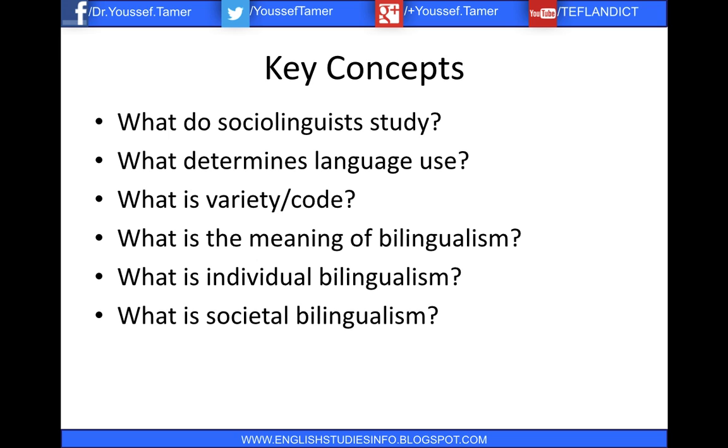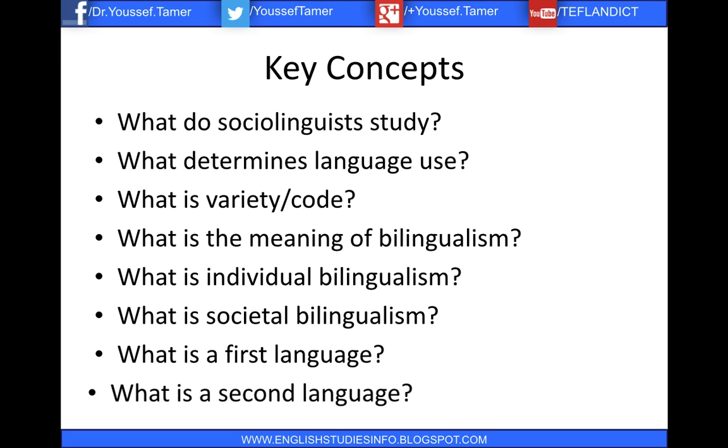What is societal bilingualism? What is first language? And what is second language? Because when we are talking about bilingualism, we are talking about two languages. So, of course, there is one that comes before another in bilingualism. The child acquires one language first and then acquires another one second. So there is what is called a first language and what is called a second language. So there is some kind of discussion in this regard that we try to go into briefly and discuss it.